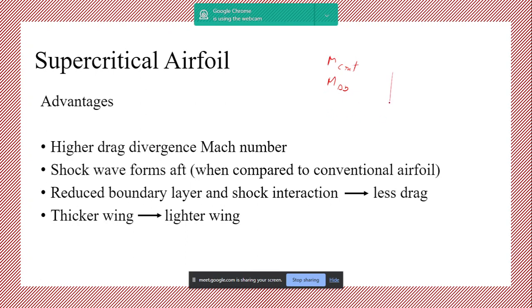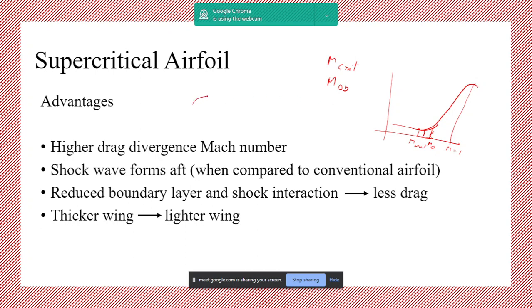So you remember the graph went something like this. So this point, this is M critical, and this is drag divergence Mach number at which it starts increasing exponentially somewhere here, not here, somewhere here. Okay, and this is your Mach 1. So one of the advantages of the supercritical airfoil was that it has a higher drag divergence Mach number. It has the shock waves forming aft of the airfoil when compared to other airfoils.